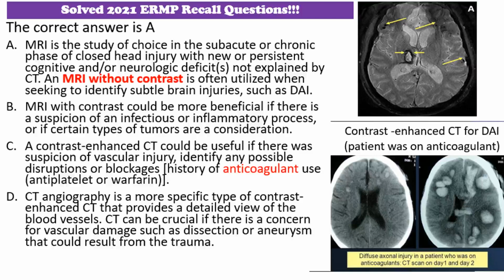C. A study found no incremental information from contrast-enhanced CT scans in the acute phase of head injury. A contrast-enhanced CT could be useful if there was suspicion of vascular injury, as the contrast would help to visualize the blood vessels and identify any possible disruptions or blockages. D. CT angiography is a more specific type of contrast-enhanced CT that provides a detailed view of the blood vessels in the brain, which could be crucial if there is a concern for vascular damage, such as dissection or aneurysm, that could result from the trauma, or in patients with coagulopathies who are on warfarin, for example.